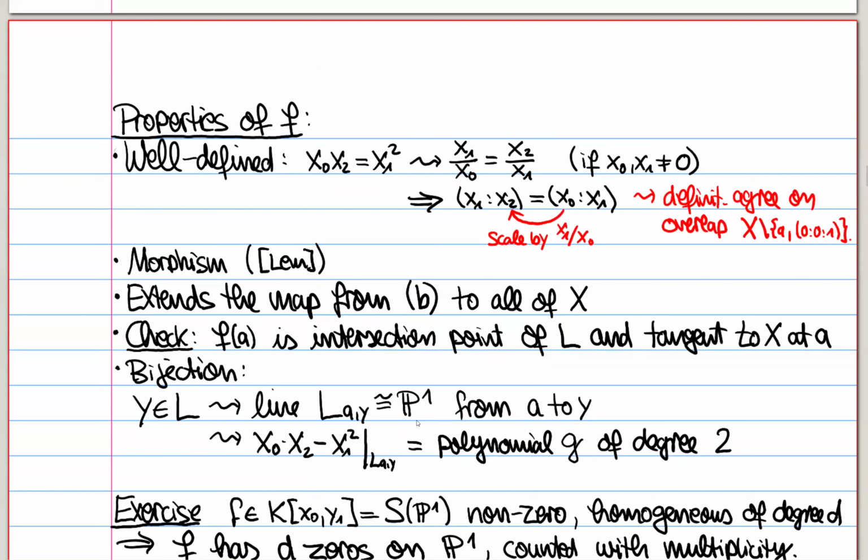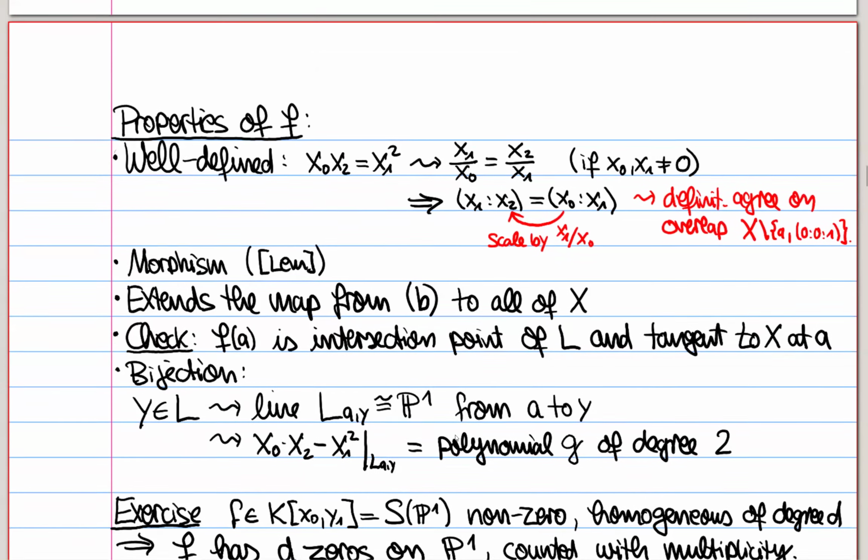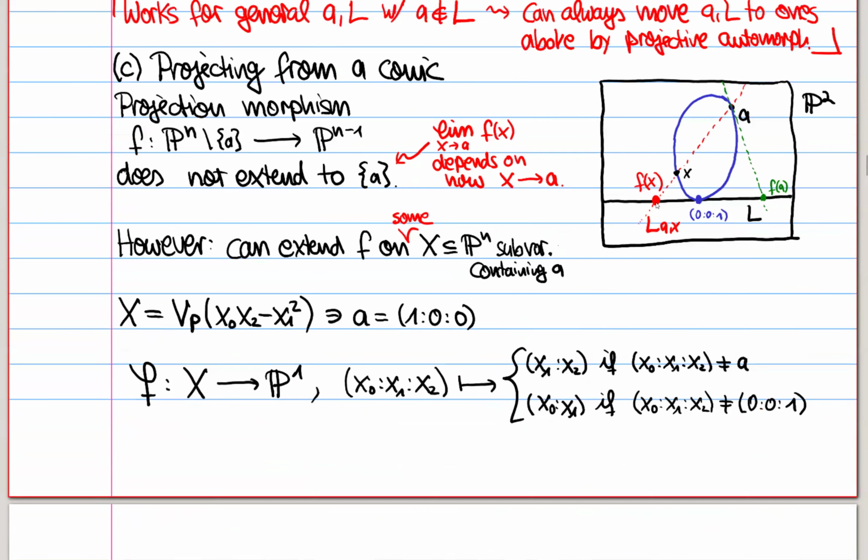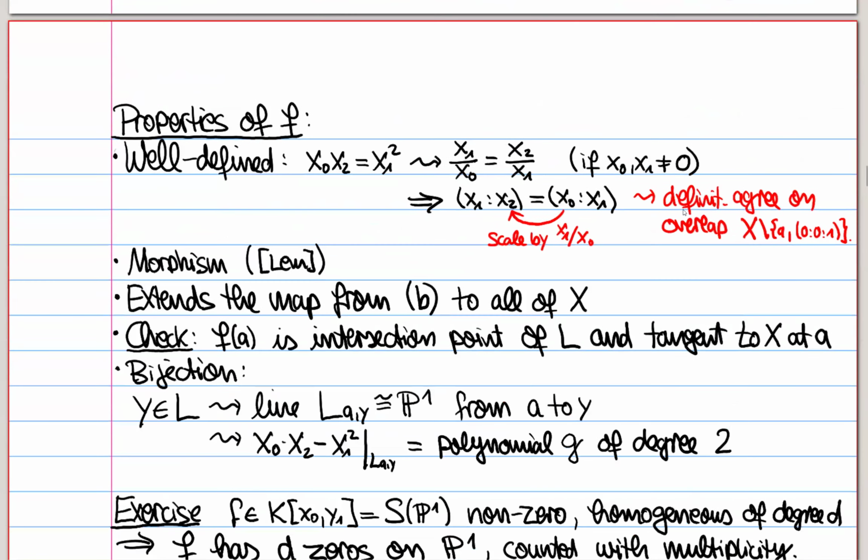This is isomorphic to a P1. And so you see here, if this is Y, then this is the line LAY. And then we want to show there's, apart from A, a unique other intersection point of this line with the blue conic. And to do that, just take the equation cutting out the conic and restrict it to LA. Then this is a polynomial on this P1, and it's a polynomial of degree 2, because this was of degree 2.